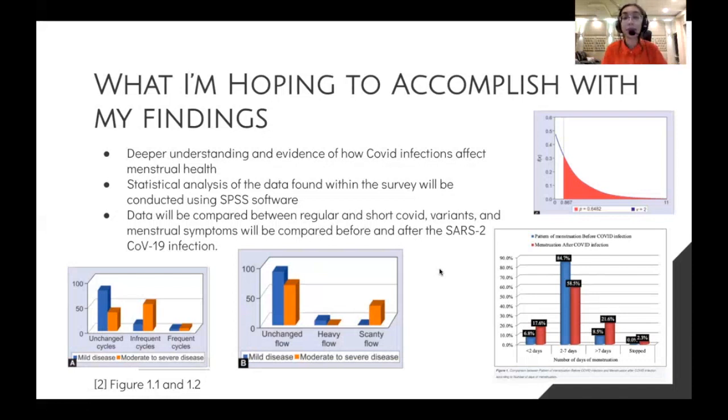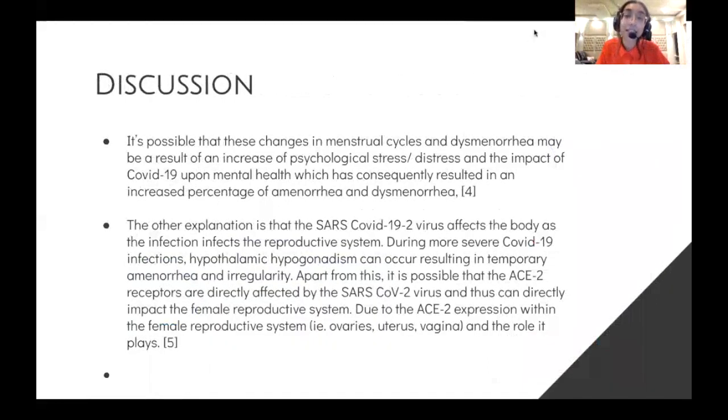And I've already explained how the data will be analyzed. Now, discussion. It is possible that these changes in the menstrual cycles and dysmenorrhea may simply be a result of the psychological stress of having the infection. One possibility is this, which is subsequently resulting in amenorrhea and dysmenorrhea, because research does show that stress can cause amenorrhea and can even worsen dysmenorrhea, possibly, or other PMS symptoms.